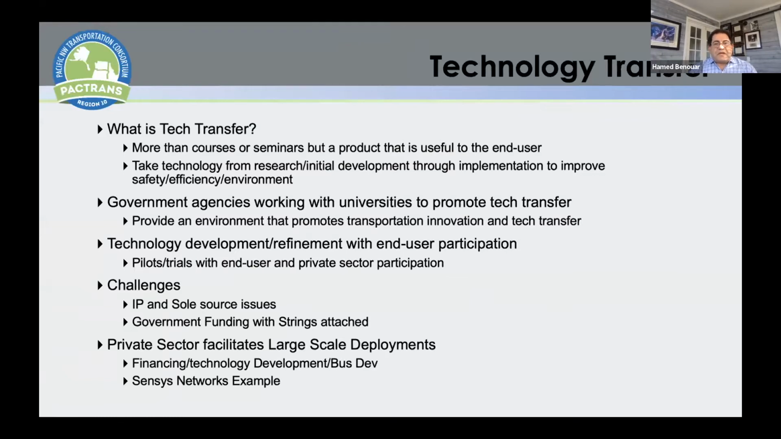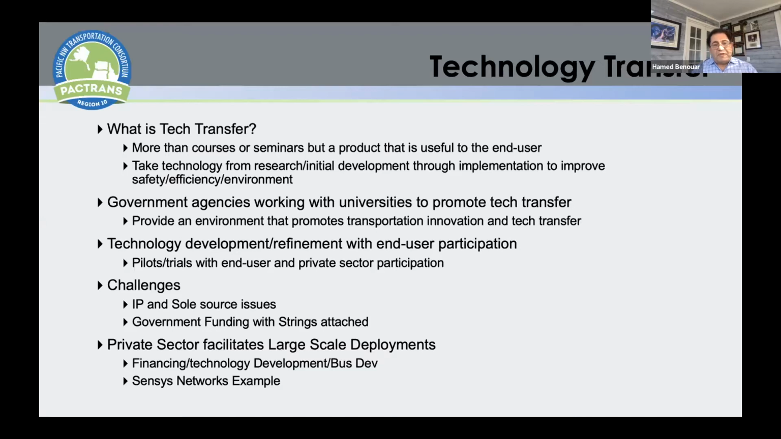So I'm going to be talking about technology transfer today. In the context of this presentation, what I mean by technology transfer is not courses and seminars, which are very important, of course. I'm talking about taking a product, which could be software or hardware, from research or initial development through implementation to improve transportation safety, reduce congestion, reduce the impact on the environment, and often reduce the cost of the initial technology or maybe even the maintenance and operation of that technology.